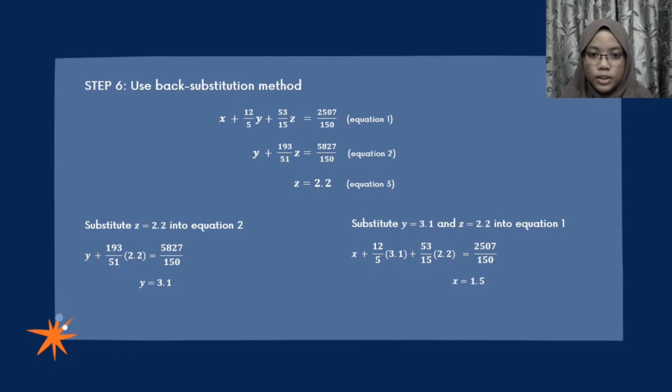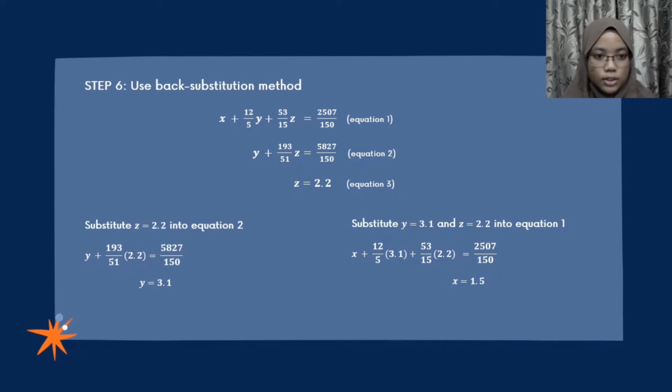From the row echelon form that we have done before, we will get x plus 12 over 5 y plus 53 over 15 z equals 2507 over 150. We will call that equation 1. Next, y plus 193 over 51 z equals 5827 over 150, as equation 2, and lastly z equals 2.2 as equation 3.